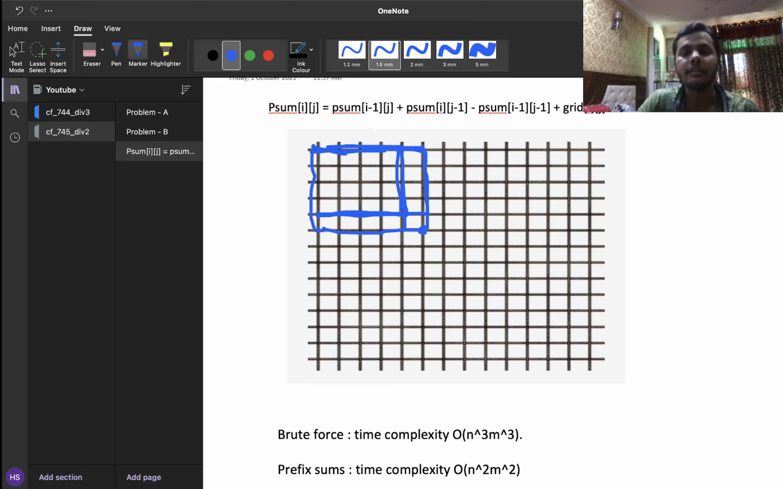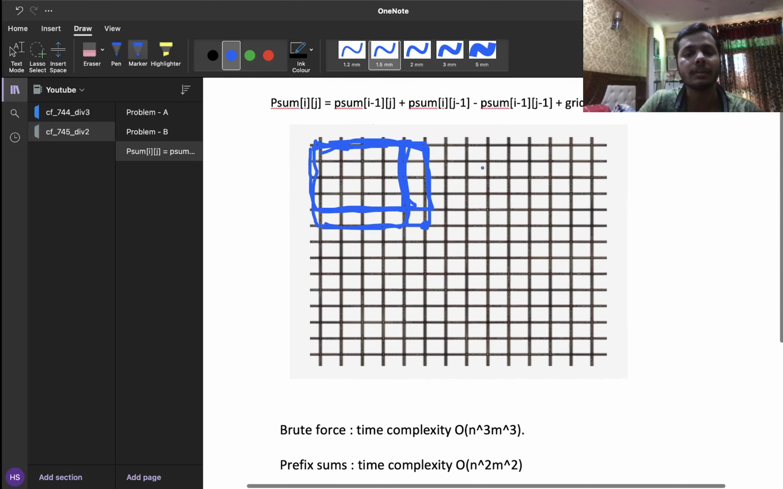So I'll be repeating this. To calculate prefix sum of i j, first I take the sum of this region. Okay. Then I take the sum of this region. And then I subtract the sum of this middle region. Why? Because it was being taken twice. This region is what I subtract, right? This region in the middle. And finally, I have taken everything except grid i j, and that is why I add grid i j. Great. So I hope it's clear how we are calculating the prefix sums.